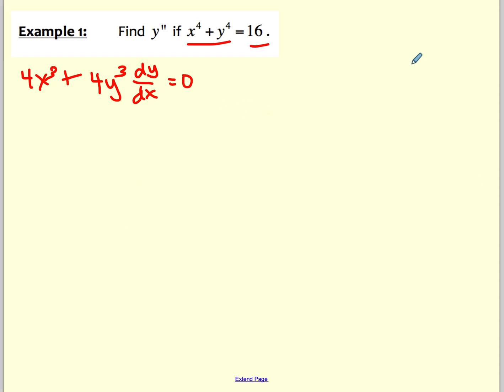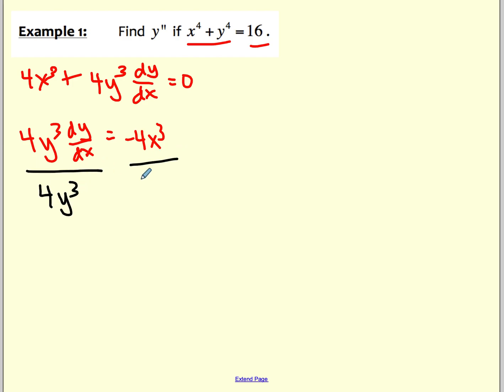Now to find my first derivative, I got to get dy dx by itself. So I'm going to subtract 4x cubed to the other side. So I have 4y cubed dy dx equals negative 4x cubed. Now to get dy dx by itself, I would divide both sides by 4y cubed. And so dy dx is equal to negative 4x to the third over 4y cubed, but the 4's would cancel. So it's negative x to the third over y cubed.